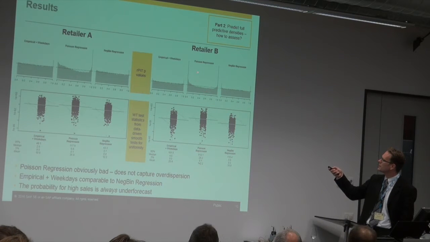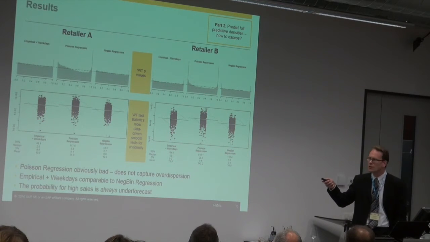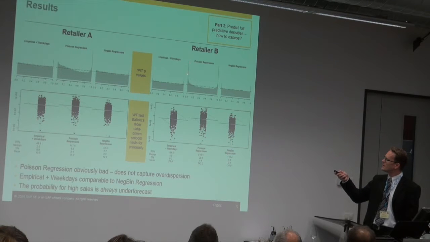So these are two completely different retailers. One is a drugstore, the other one is a grocery. And in either case, it doesn't make sense to use a Poisson regression.